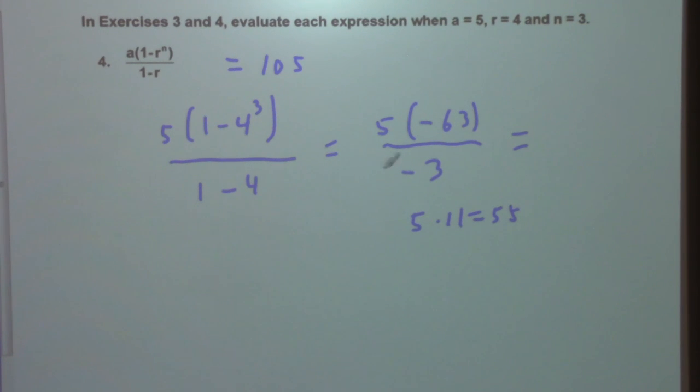And for all these things that I'm actually doing out by hand, you can do these in your calculator, right? You won't need to work all this out like that.